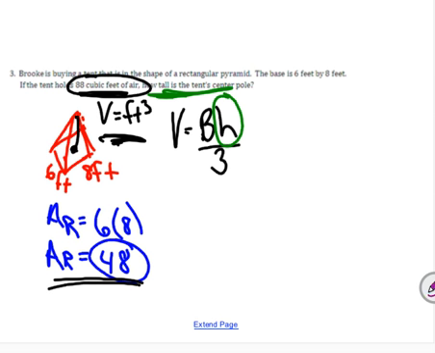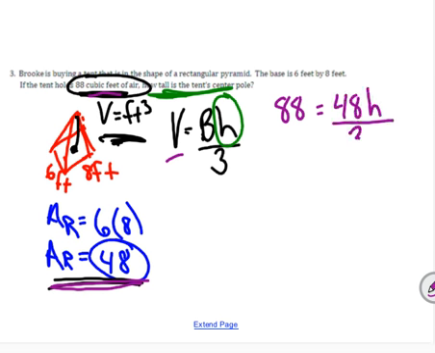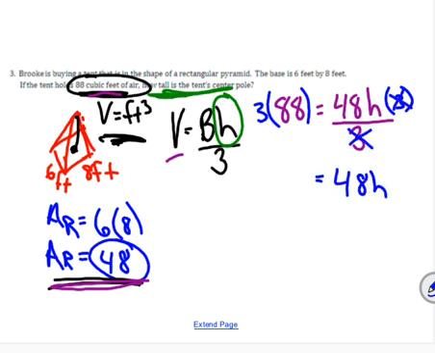So this is a backwards problem. What I would do is come over here and sub in volume, that's the 88. So I have 88 equal to the base, the rectangle, so that's 48 times the height divided by 3. One thing you could do is multiply by 3 on each side. Multiplying by 3 on each side cancels these 3's out, so I have 48h. And on the other side, 3 times 88.